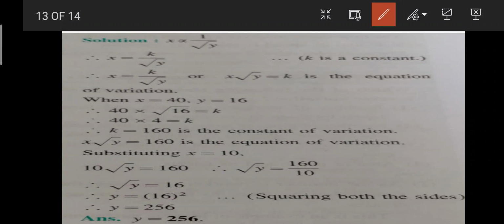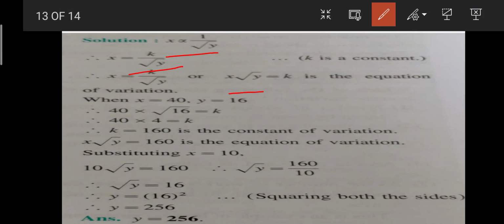Now students, the next question is: x is inversely proportional to the square root of y. When x is 40 and y is 16, if x is 10, then find the value of y. Here it is already given that x is inversely proportional to the square root of y. So x is equal to k upon square root of y, and we can write this as x into square root of y is equal to k.